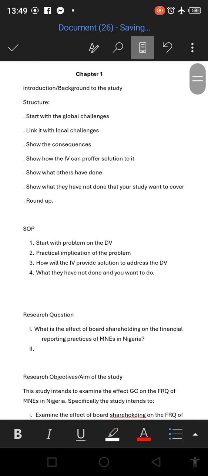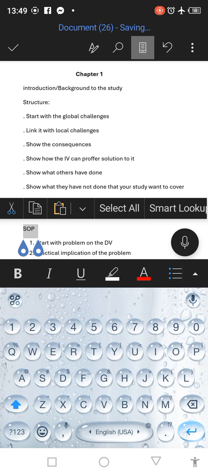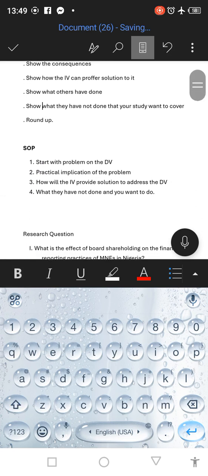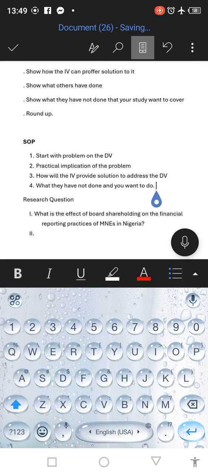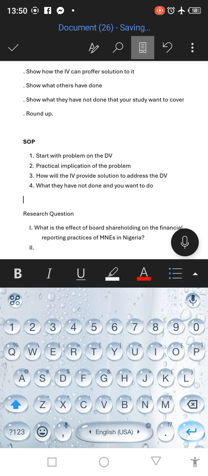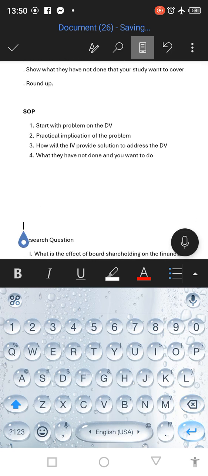Okay, so let's quickly talk about the statements of the problem. The structure of the statements of the problem also takes the shape of the introduction aspect of your work. There is a little difference between the way we write the introduction and the statements of the problem, but this is the structure of the statements of the problem. In starting with your statements of the problem, you are going to start with the problem on the dependent variable.